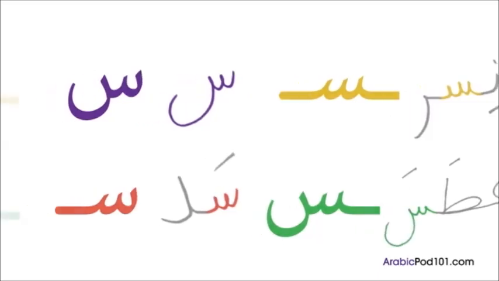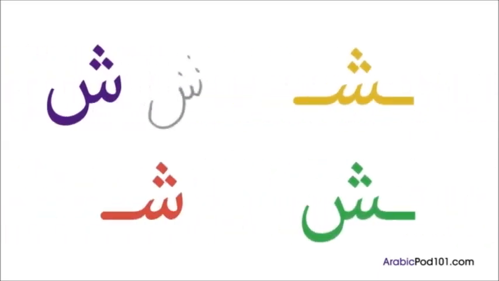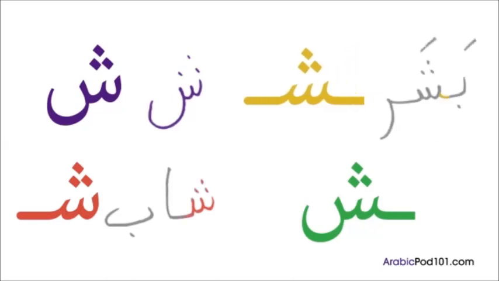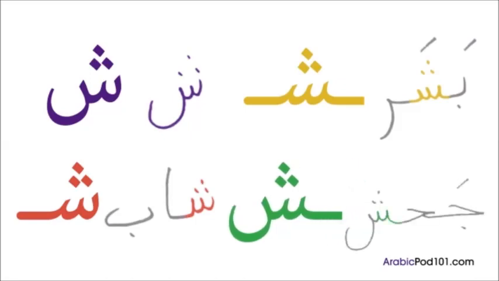Now let's review sheen. Isolated, initial, medial, final. That's it for lesson 7. Now on to lesson 8's letters.